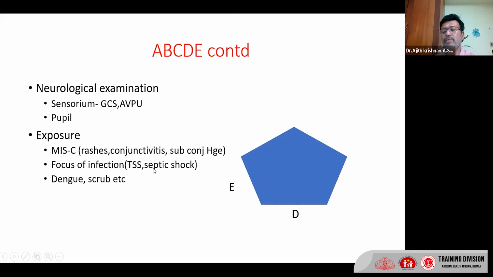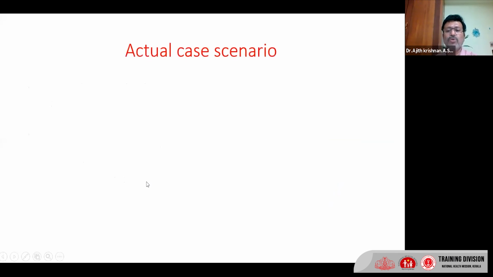The head to foot examination is very important. As I already told, look for the rashes, conjunctivitis, subconjunctival hemorrhage, and any focus of infection and any features of dengue or scrub typhus. So I will end with this discussion after giving an actual case scenario of how we managed, and we'll stop the discussion. So this is actually a child brought 2 days back to our hospital.